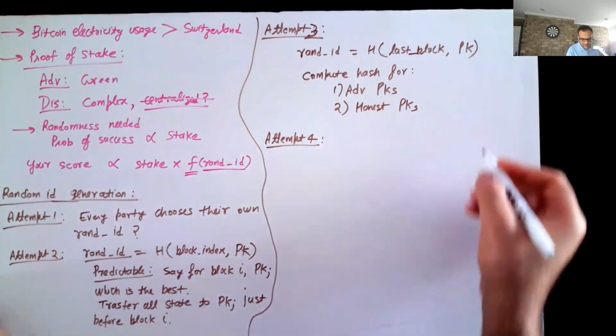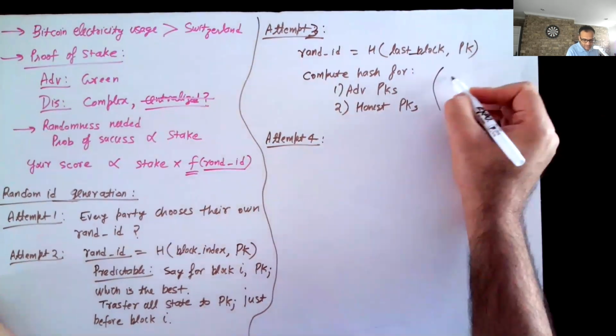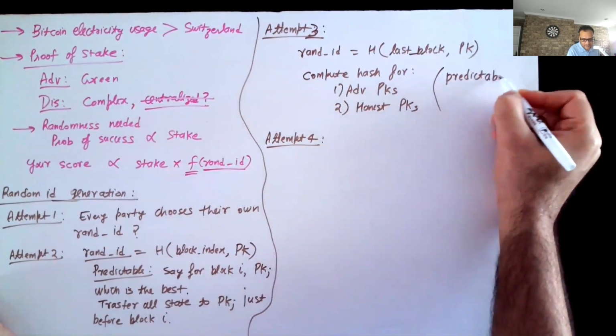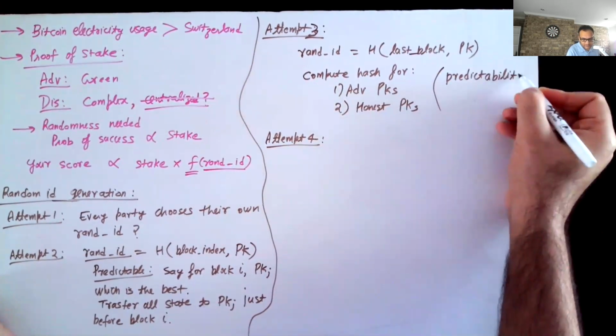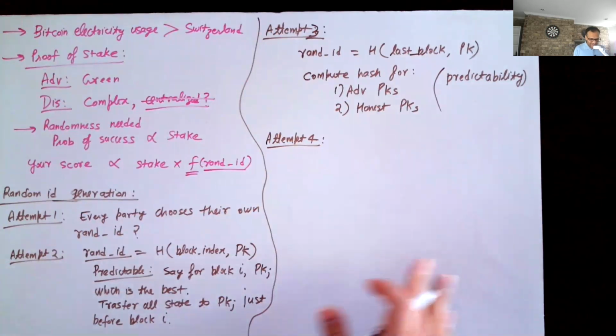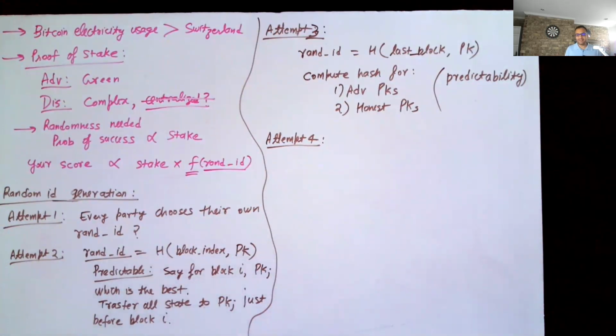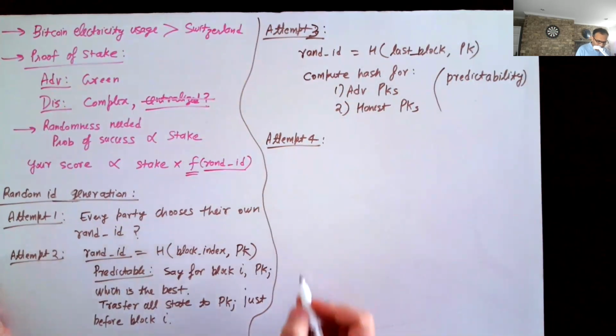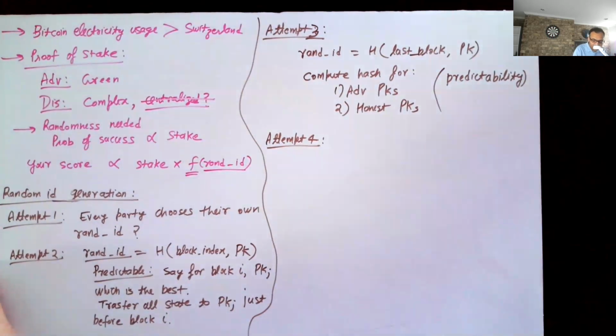So again, here the problem was predictability. Maybe you can't predict far into the future, but you can predict all these random numbers for the next block if you're mining the current block. So here's the attempt, it will be the final attempt for this class, but it still is not ideal. This attempt sort of takes away the predictability property.